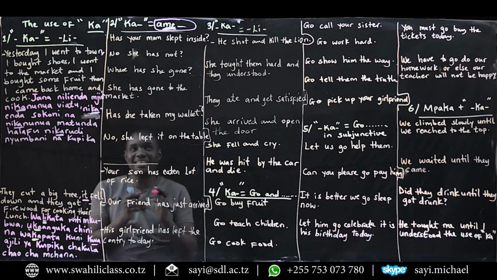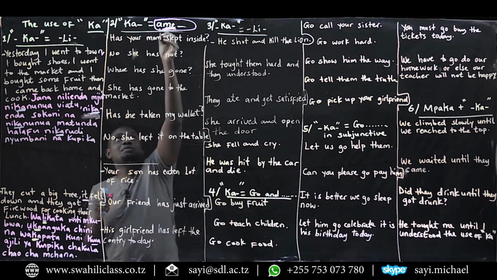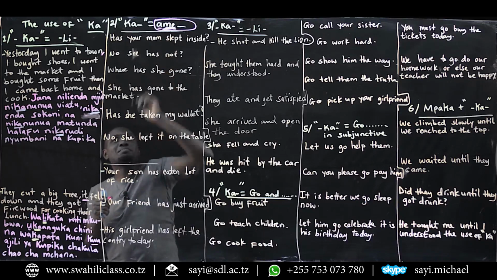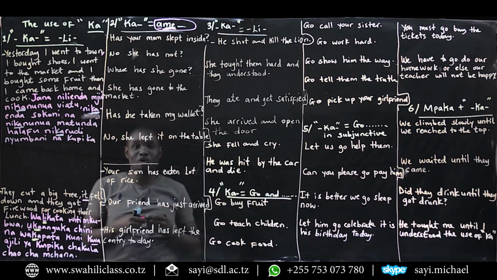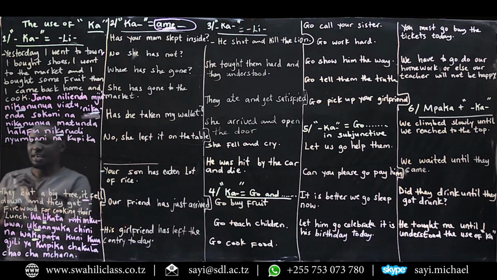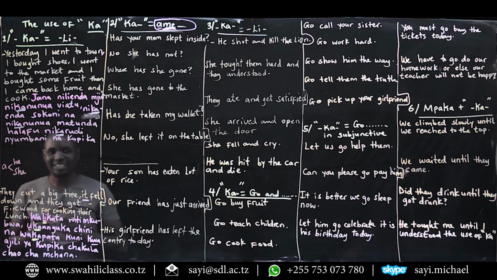But only for subject prefix a. You remember, a is for he or she. A is he or she. So ame, every time you want to say she has blah blah, maybe she has left, she has gone, she has cooked.